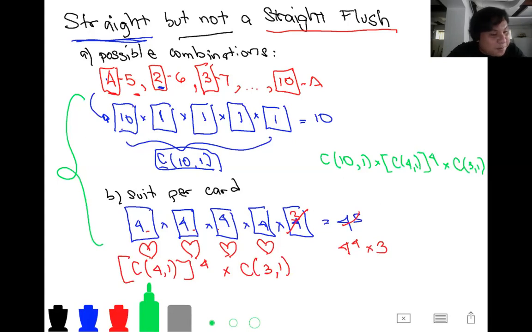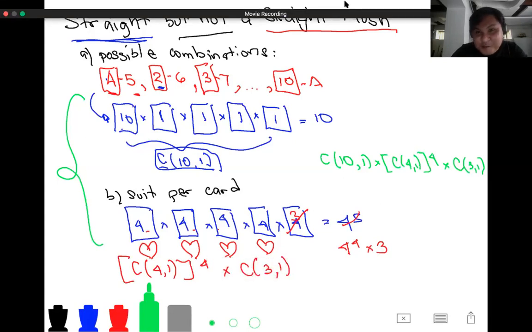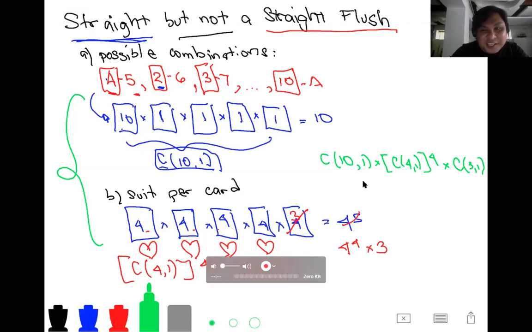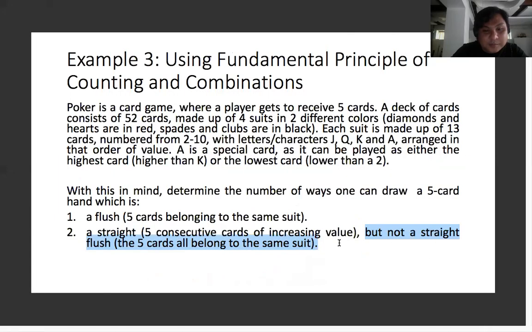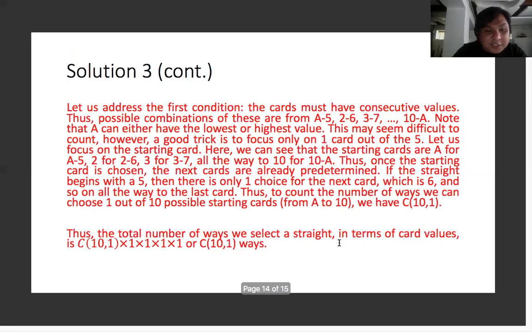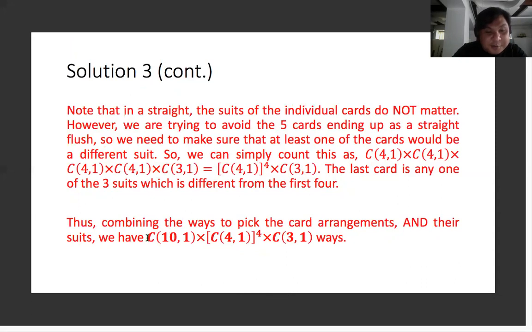Okay, so I hope, right? Oh, wait, let's go over, of course, to the main lecture. See whether we actually have the same answer. All right, here we go. Okay, so the total number of ways to pick a straight without selecting a straight flush is definitely the same one we got from the whiteboard. All right, so I hope that this one is quite clear.